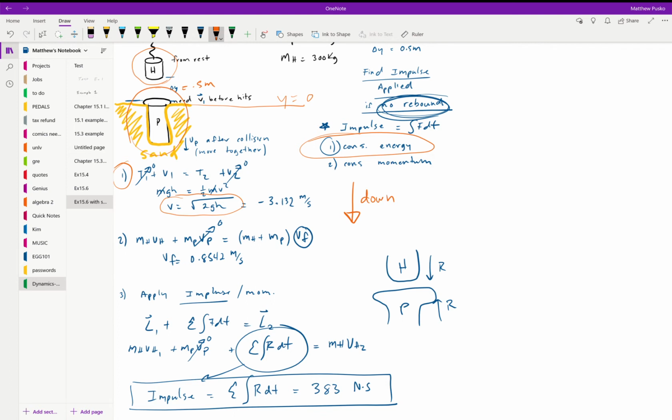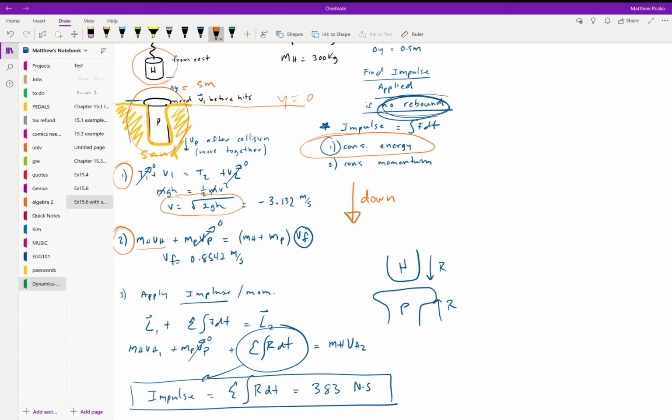Okay, the next thing we should do is conserve momentum. We need to know how fast both of these are moving after the collision. So we are going to assume that the hammer and the pile move off as one, as the problem states in the text. So I have, if I'm looking right here, the mass of the hammer times the velocity of the hammer. That's the initial momentum.